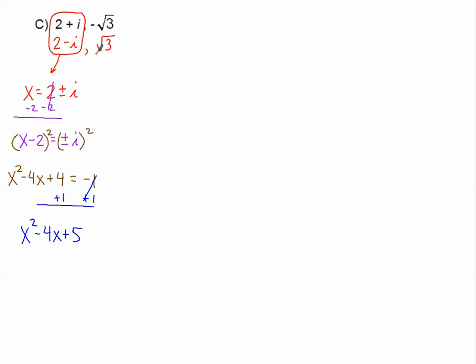Great. Let's take these irrational answers and let's do this over here. The first one, negative square root of 3, would have a factor of x plus the square root of 3. The second one would have a factor of x minus the square root of 3. That's not too bad. I can do a quick FOIL on this one.